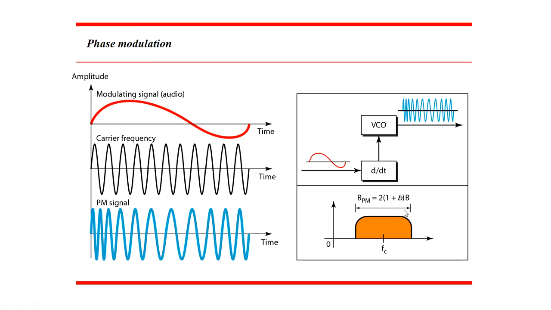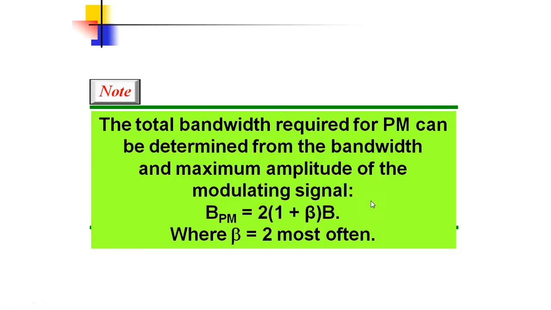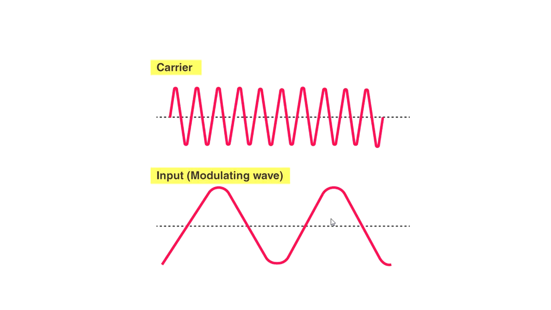So here is the bandwidth requirement for a phase modulated wave. It is 2 into (1 plus b) the whole times B, where capital B is the bandwidth of the original signal and beta is approximately 2. So probably half of the bandwidth required for FM is reduced here in PM, but out of the 3, amplitude modulated wave requires minimum bandwidth to get transmitted. Okay, so this is the understanding we will get.